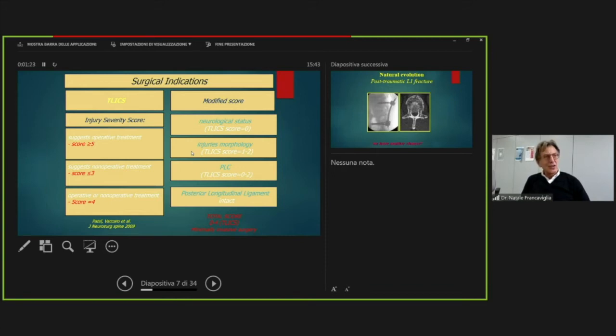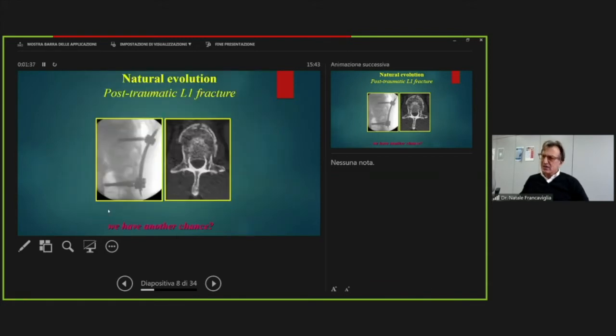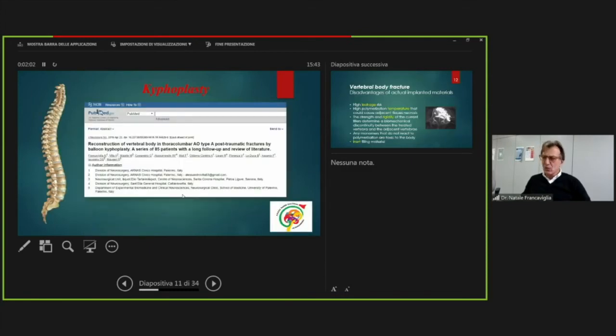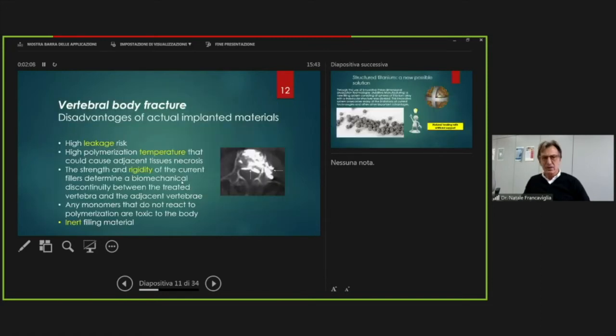When the score is 4, in our opinion, this is the field where you can use minimally invasive surgery. Of course, screws and rods are still the gold standard, but we have another option. So we started to use a minimally invasive technique, kyphoplasty with cement or the SpineJack that also utilizes cement. This is what we published, our first 85 patients with very long-term follow-up.